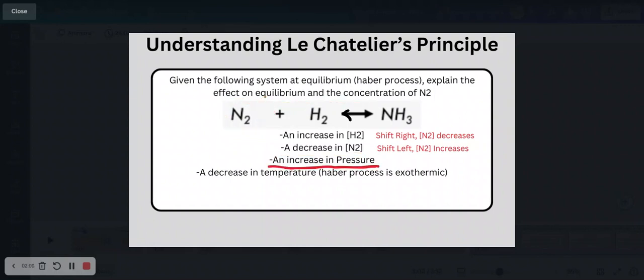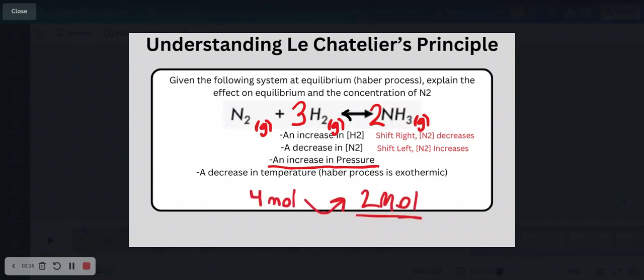Next, an increase in pressure. To solve this, we should first balance the equation and also recognize the fact that all of these species are gases. From here, on our left-hand side, we see that there's 4 moles of gas. And on our right-hand side, there's 2 moles of gas. So, since it's higher pressure, the 2 mole side, the fewer moles of gas, is going to be favored. So we're going to shift right, and the concentration of N2 will decrease.